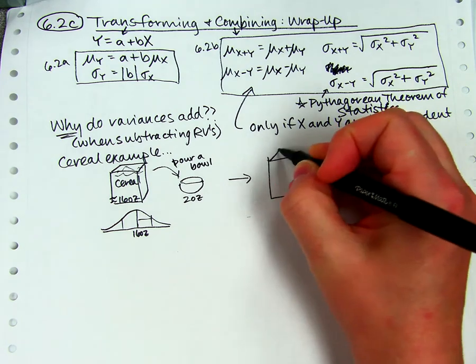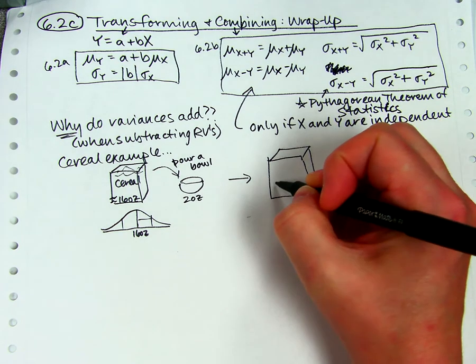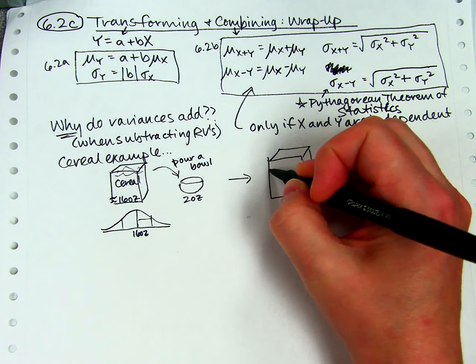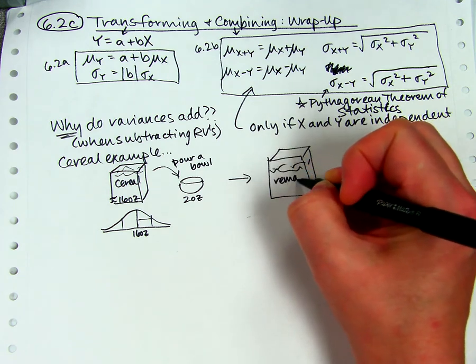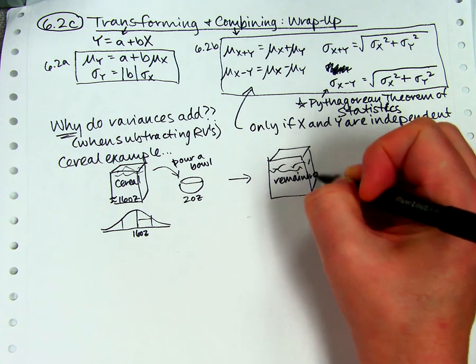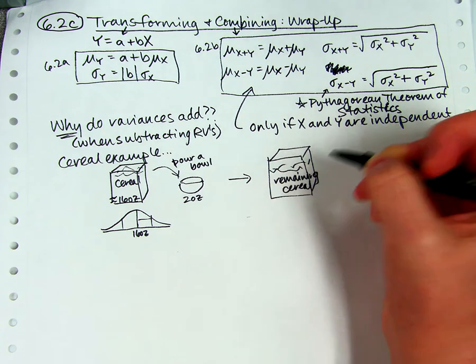Let's see if this box looks bigger, which is not what I meant. So this cereal box has less cereal in it than the other one. This is the remaining cereal. And we're going to talk about what happens with that.